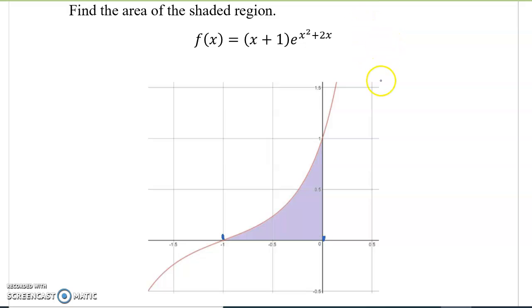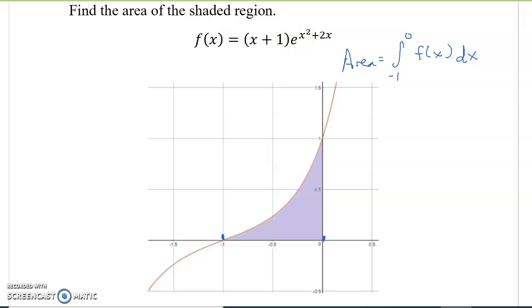So the area of the shaded region is going to equal the integral from -1 to 0 of f of x dx. So it's just one more application of the antiderivative. So how are we going to take the antiderivative of this beast?